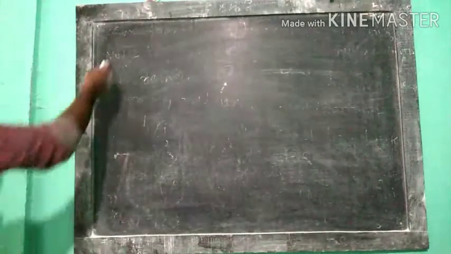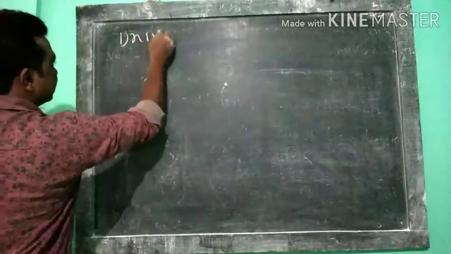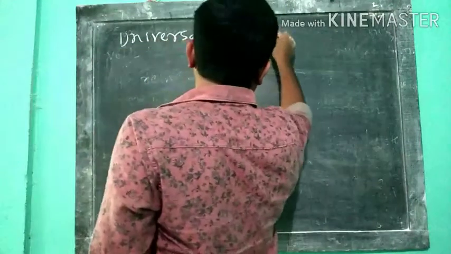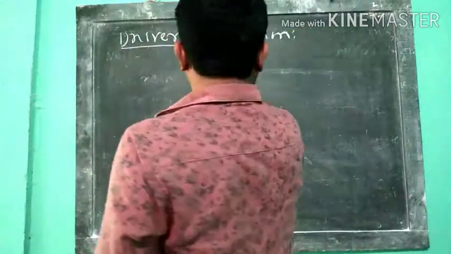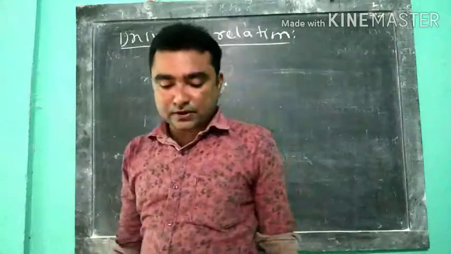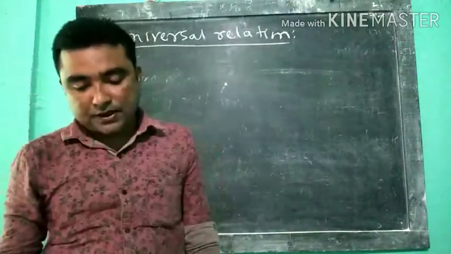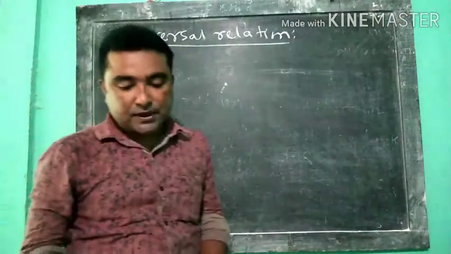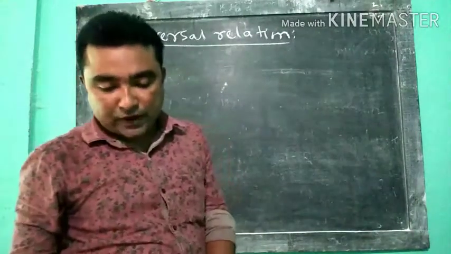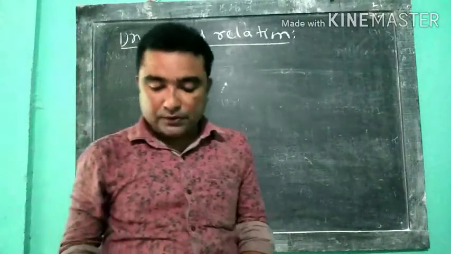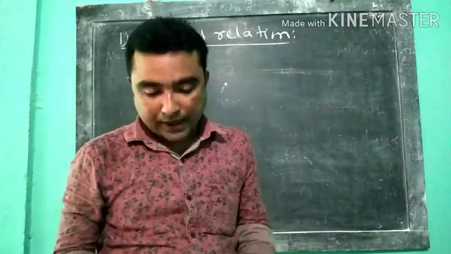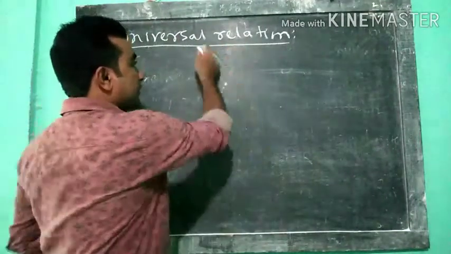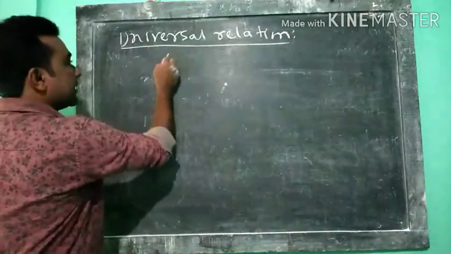Now universal relation. The universal relation: a relation R on a set is called a universal relation if each element of A is related to every element of A.